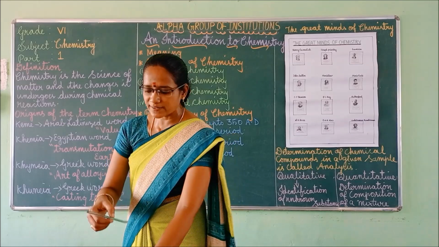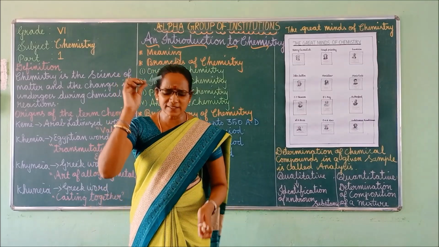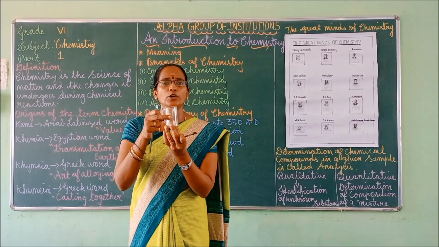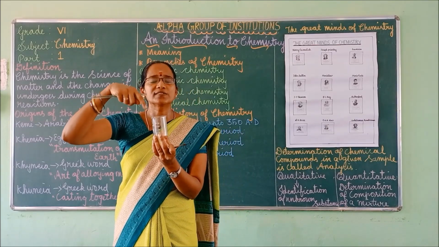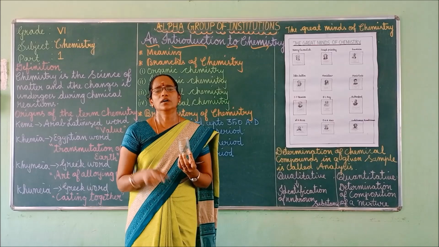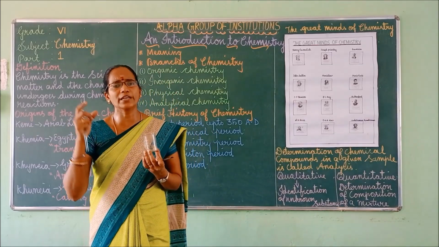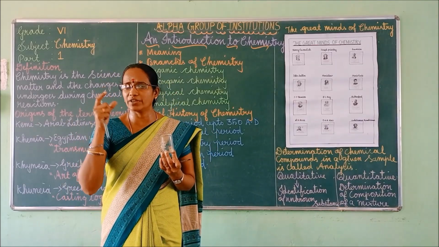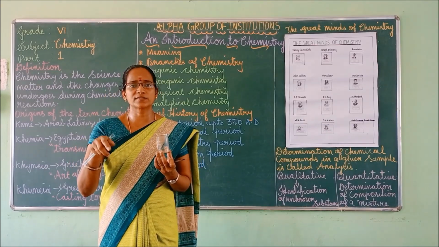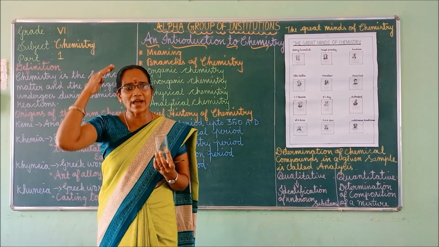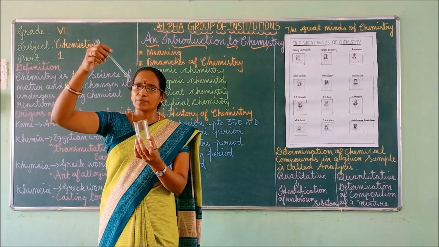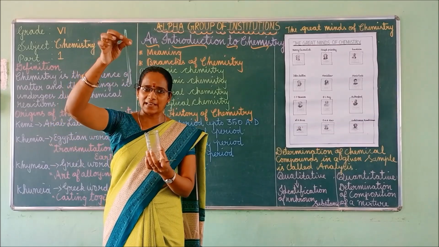Okay, so next one, this is the glass rod. This is mainly used for mixing purpose. If we want to mix anything, we should not use our hand, because in the chemistry laboratory we are using many harmful chemicals. We should handle them with very much care. We should use a mask, put on gloves, boots are very important, and wear a cap. These safety measures we have to take. For mixing purpose we use this glass rod.